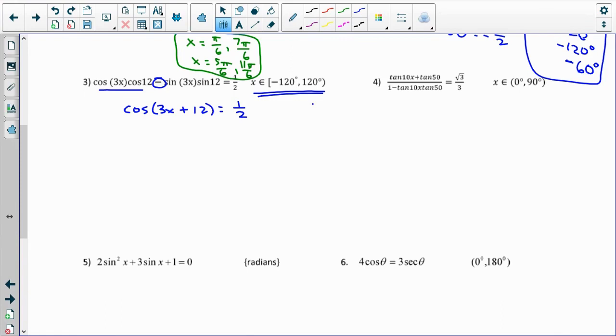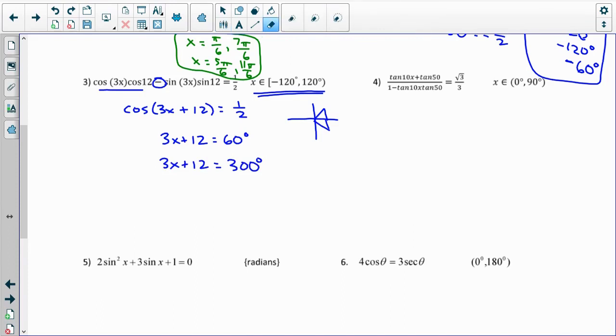Cosine is equal to positive 1/2 in the first quadrant and the fourth quadrant. And that is a 60-degree reference angle when that is the case. So 3x plus 12 equals 60 degrees. It's also in the fourth quadrant, so 3x plus 12 equals 300 degrees. It's probably more effective for me to not use 300 degrees, because I'm between negative 120 and 120. So it might be better to use negative 60 degrees as another option here.